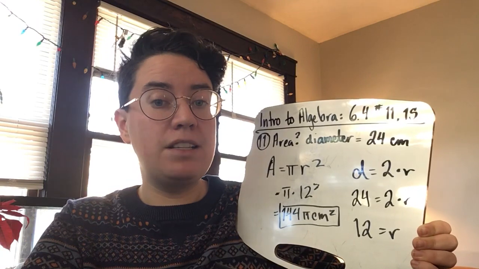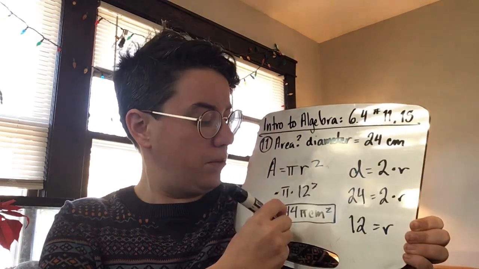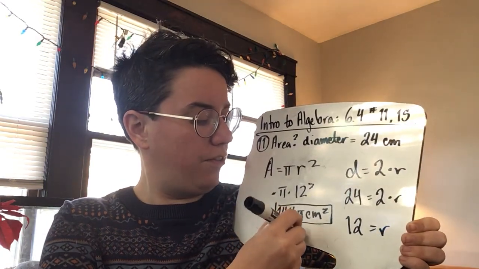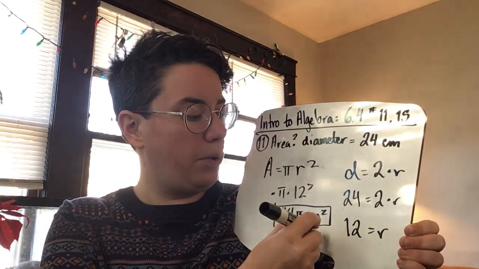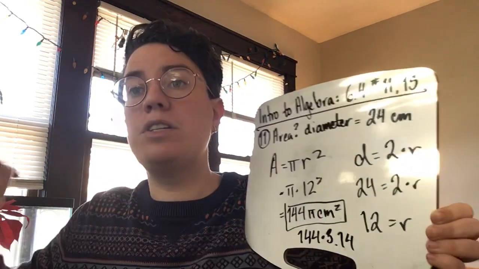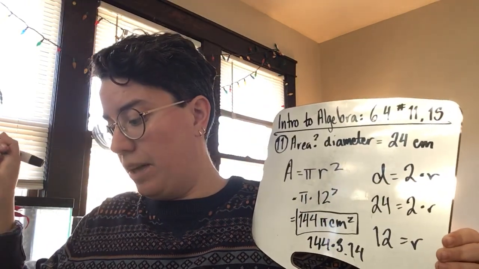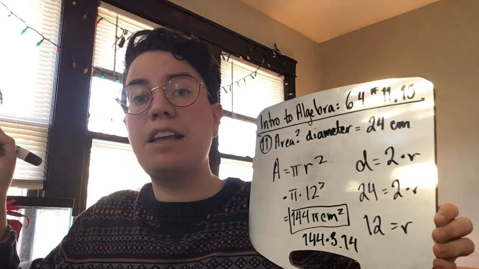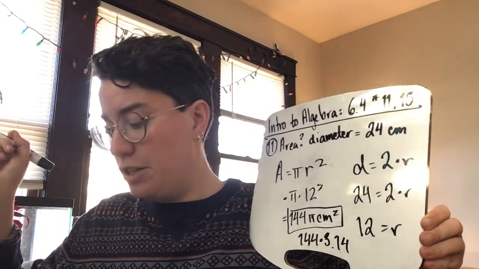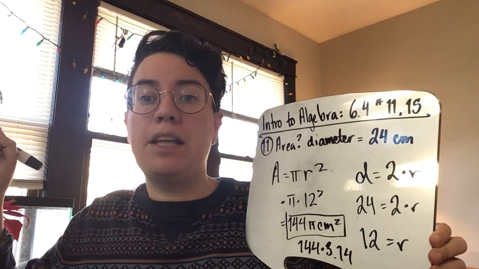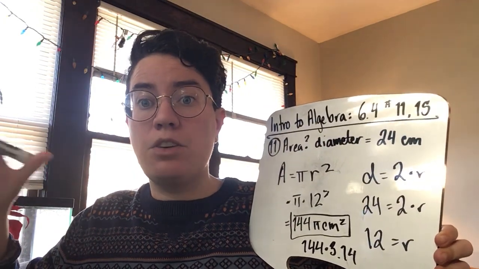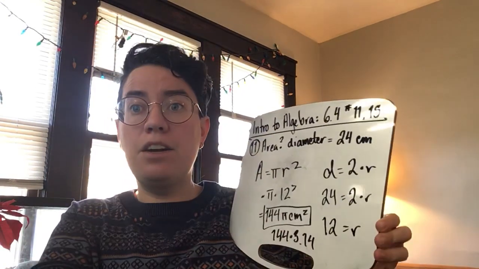So we can do this, and then on our calculators, we would type in 144 times 3.14, which is the approximation that they recommend, and that gives you 452.2 centimeters squared. So hopefully this helps, this idea here.